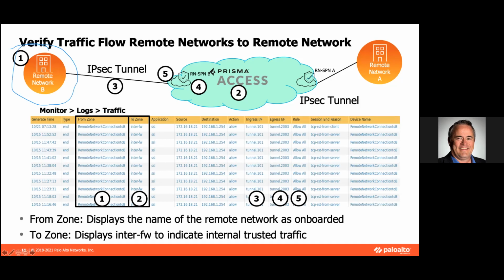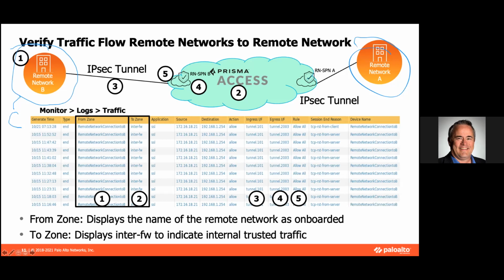And let's say that there's a user here in the remote network, a client here, that is talking to somebody over in remote network B at another branch office. I'm sorry, remote network A. You would typically see whatever zone or a zone name for remote network B going to some zone in remote network A. When it comes to Prisma Access, it's slightly different.